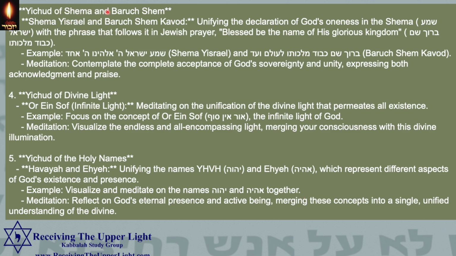There's a Yichud of Shema and Baruch Shem. Shema Israel and Baruch Shem Kevod, right? So unifying the declaration of God's oneness in the Shema with the phrase that follows in the Jewish prayer, blessed be the name of His glorious kingdom, we can also unify this. Are we going to put these letters interwoven together? No. The Yichud here is more about a mental concept of these two verses, right? So, for example, Shema Israel, Adonai Eloheinu, Adonai Echad, and then Baruch Shem Kevod Malchuto Leolam Vaed. Meditation.